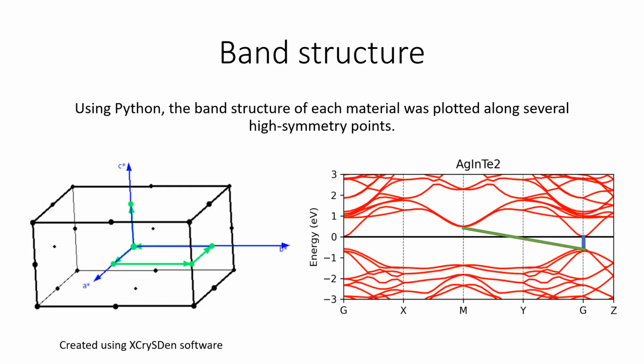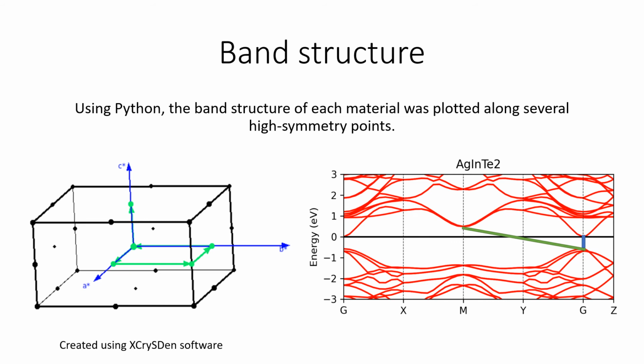After running the band structure calculations on Quantum Espresso, we created a Python script to read in the output of the band calculation and plot the band structure with respect to the Fermi level, as seen on the right. We used the high symmetry points seen on the image to the left, which was created using XCrySDen software. The band gap was calculated from the plot by finding the difference between the lowest conduction band and the highest valence band of the material at the high symmetry points.